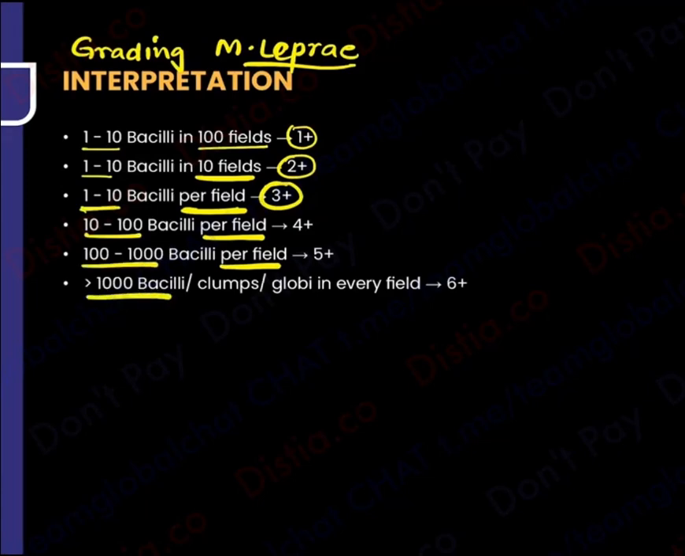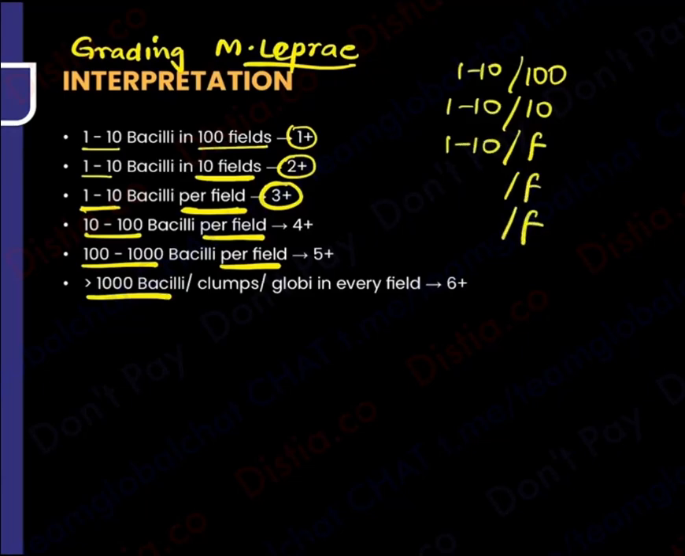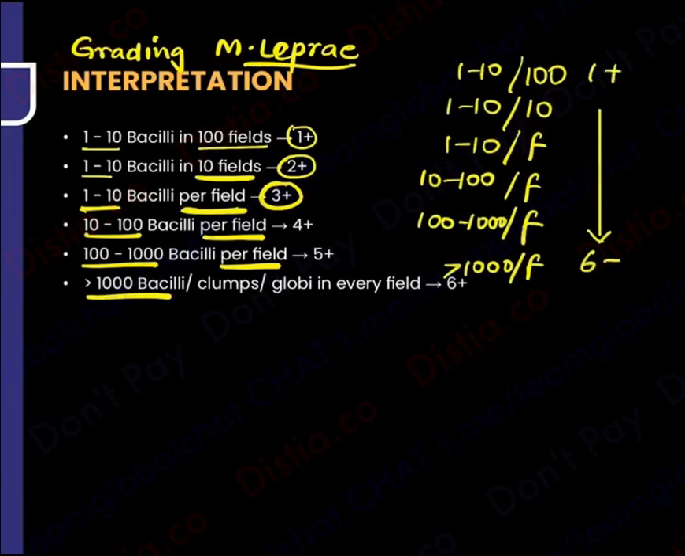So repeating, first you will talk about the field: 100 fields, 10 fields, per field. That is 1 to 10, 1 to 10, 1 to 10. After that, in the field only, you are going to move ahead. So that is going to be 10 to 100, 100 to 1000, and more than 1000 per field. So that will make it from 1 plus all the way up to 6 plus.